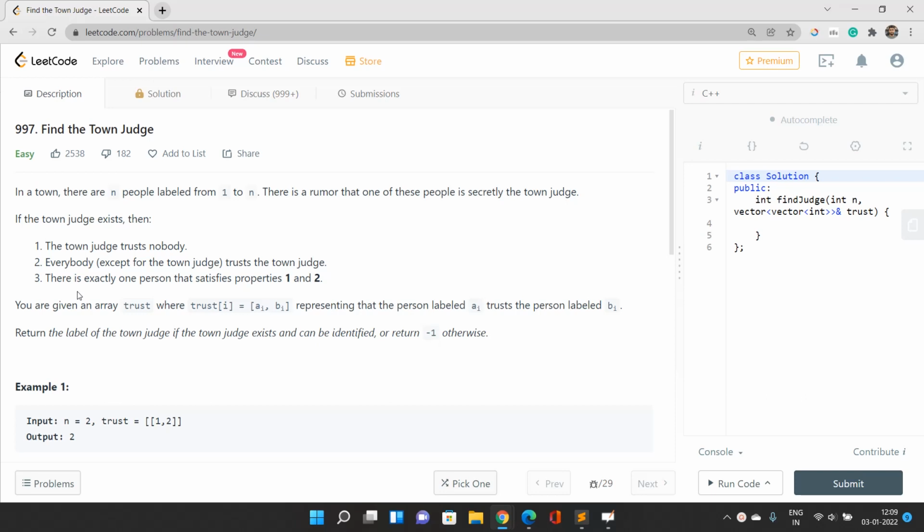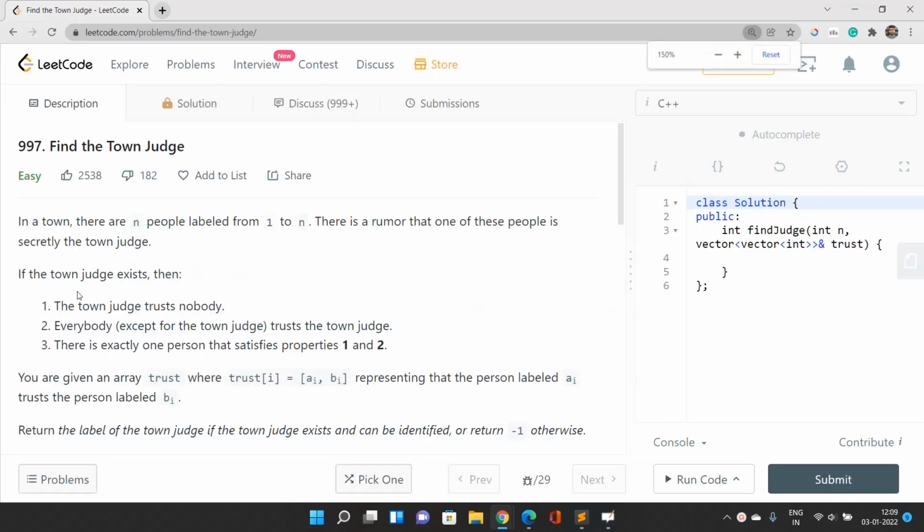In this video I will be talking about the third problem of the daily LeetCode challenge, January 2022. Today we are going to face an easy problem: Find the Town Judge. Its index is 997. So let's begin.